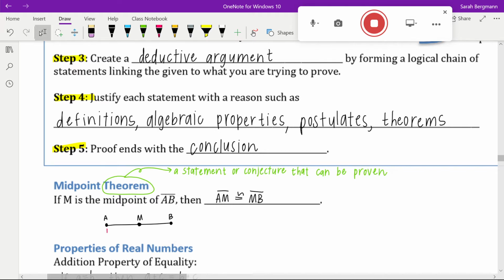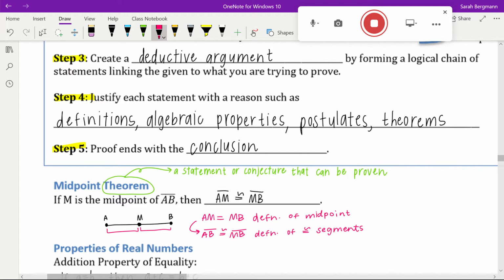I know that by the definition of midpoint, if M is the midpoint of segment AB, then the length AM must be equal to the length MB. That's by the definition of midpoint. However, I know that segments with equal length are congruent. So I can move from AM is equal to MB to segment AM is congruent to segment MB by the definition of congruent segments. So hopefully this makes sense to you.